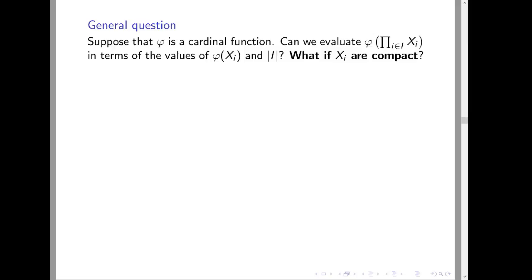Usually, there is no hope for answering this question in full generality if you don't assume anything about your topological spaces. So very often you have to assume something about the spaces, and often you consider this question assuming that all factor spaces are compact. And then there is a chance of proving something interesting.